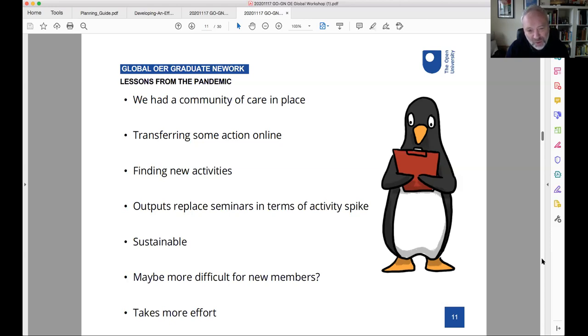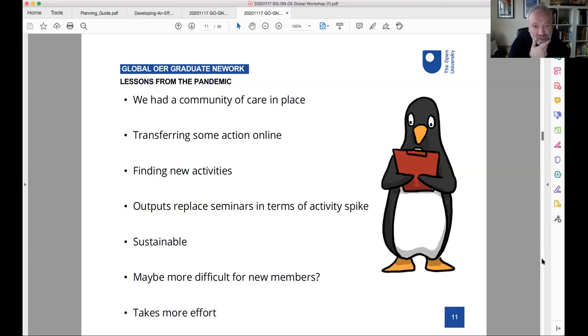I wonder whether it's more difficult. We don't know this yet, so we're running our survey at the moment, getting feedback from members. But one thing I suspect is that it may be more difficult for new members to break into a group that's sometimes well established. I think that's easier to do when you meet people up, in Cape Town or wherever, and you all go out for a meal or drinks together. Then you sort of become part of that group. So sometimes it can be more difficult for new members.